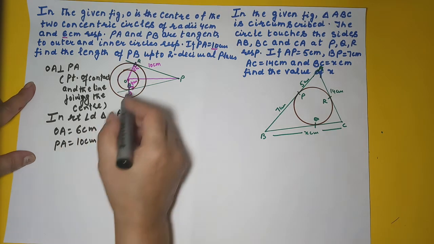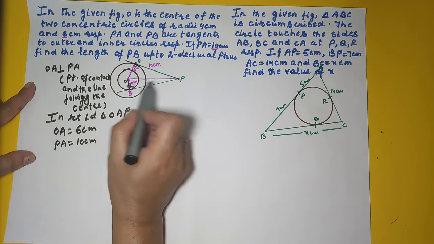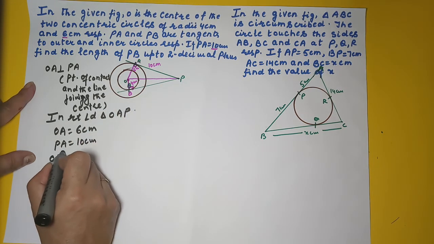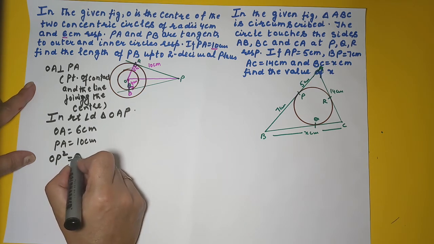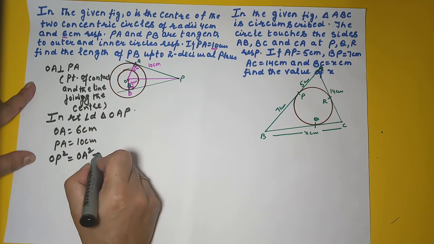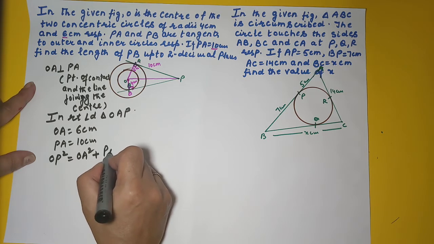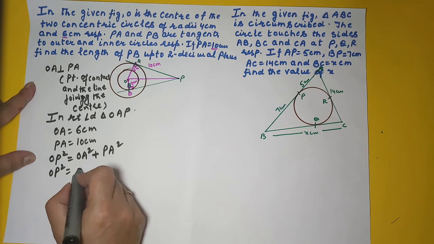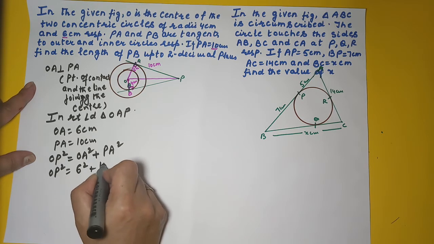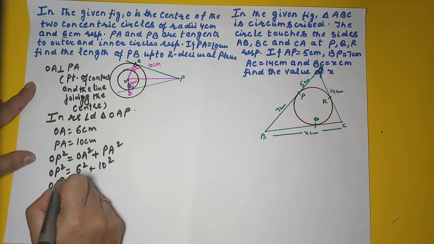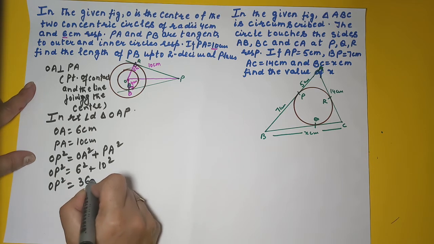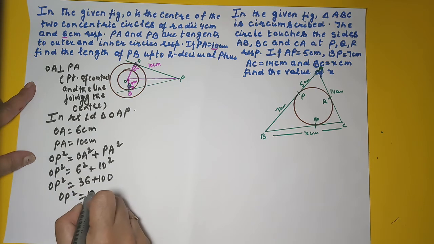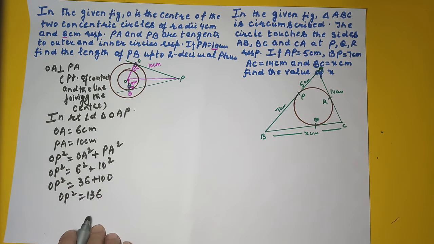Okay. Therefore, we can apply the Pythagoras theorem. OP becomes the hypotenuse of this right angle triangle. So, OP square is equal to OA square plus PA square. So, my OP square becomes 6 square plus 10 square. So, my OP square becomes 36 plus 100. So, OP square is equal to 136. Let me keep it as it is.